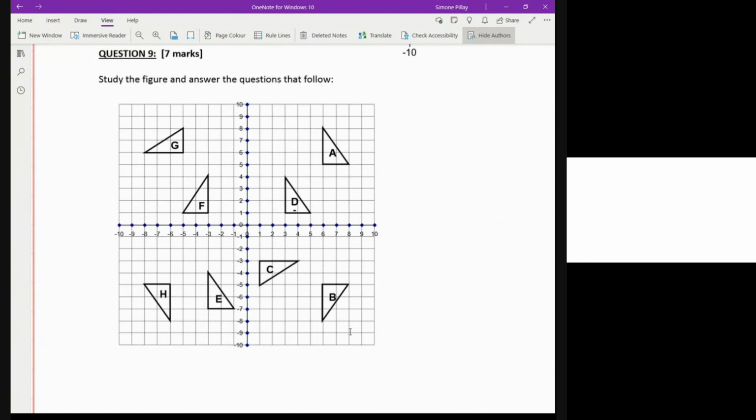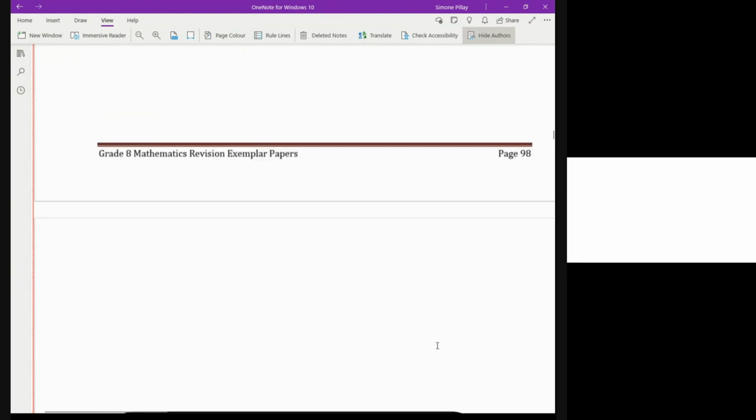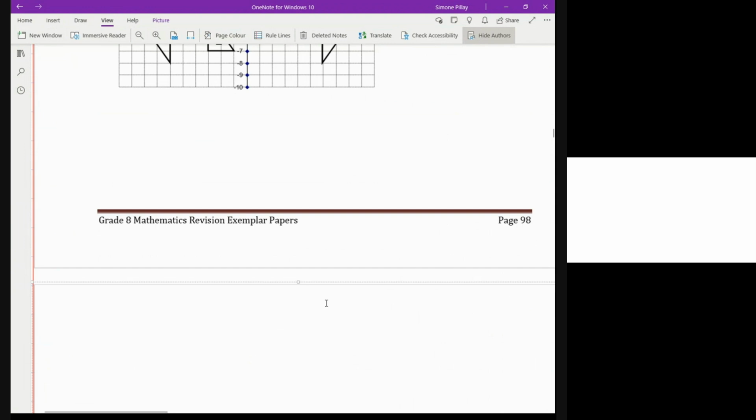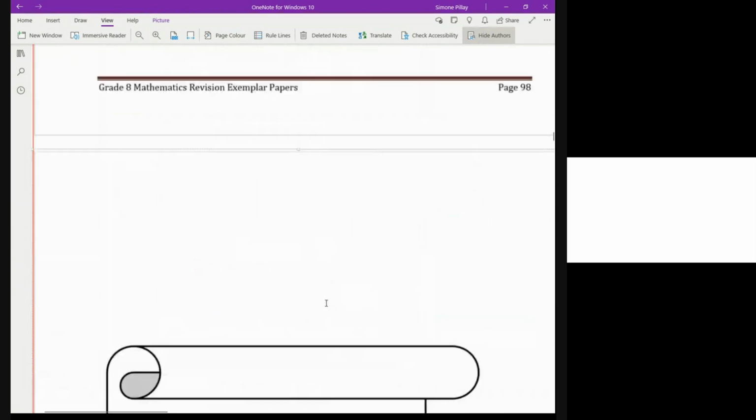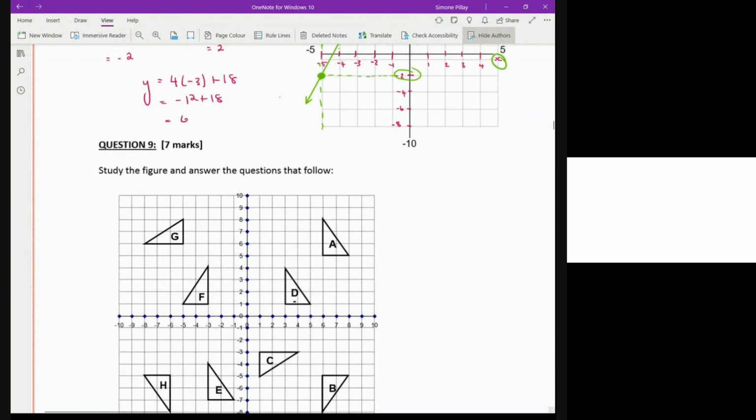We have question 9. This is something we have not done together. I think it's transformation. Let's see. Study the figure, answer the questions that follow. So let's look at that. Oh my gosh, I forgot I did that. Okay, give me a second. Let me open this up again and get us the question.